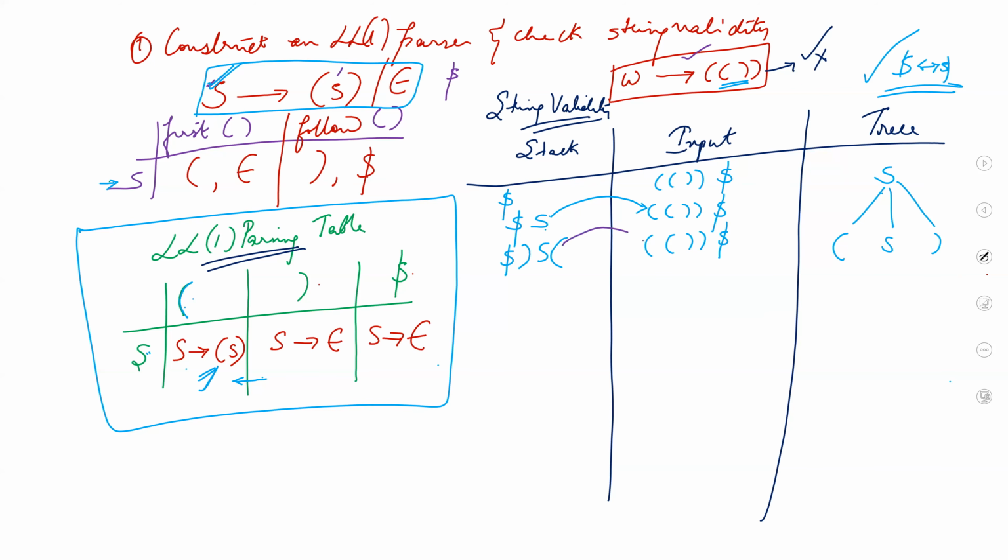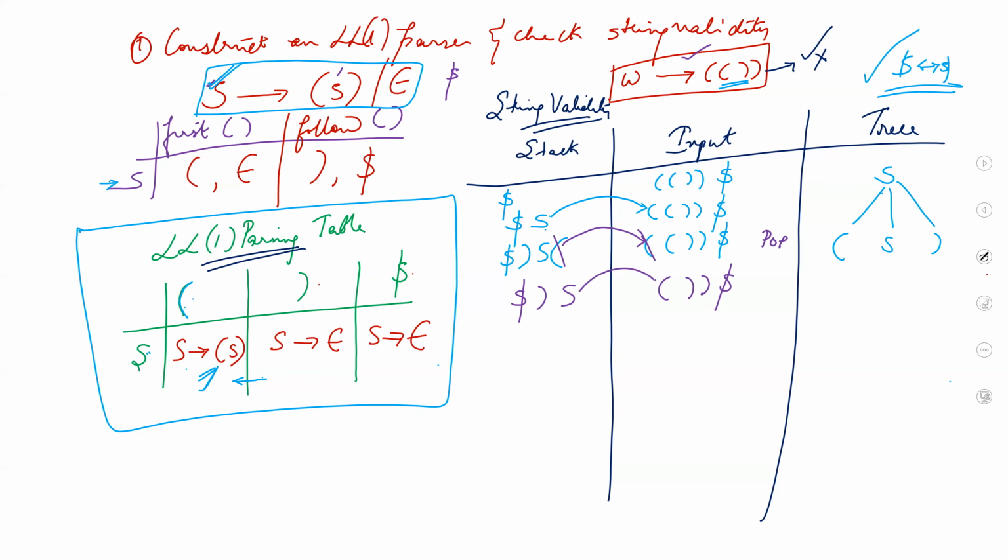Your opening bracket now encounters another opening bracket, which means a match has happened. Whenever a match has happened, you will have to pop. Okay, so you have popped both together because a match has happened. Now what you have is, you just have this much as your stack and your input.